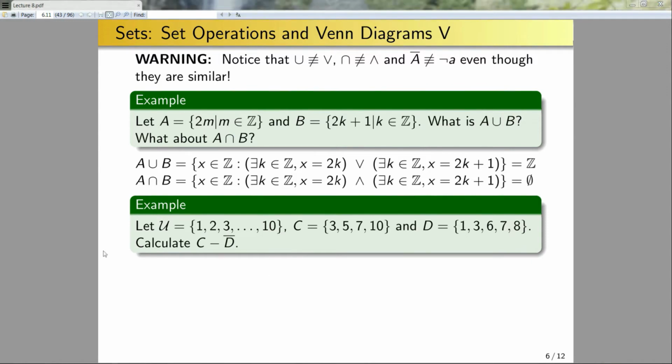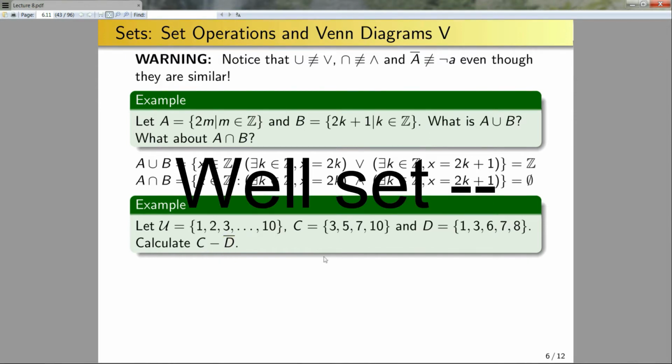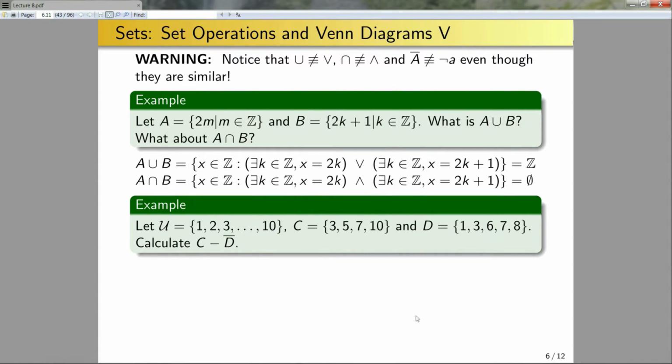So now, how could you do this? Well, you might think that I could expand this D complement here to be U minus D and then kind of somehow distribute the negative out. That does not work because set plus isn't really defined. So instead, the way to do this is to first calculate D complement. So what is D complement? Well, D complement is simply going to be the set of things that are in U, but not in D.